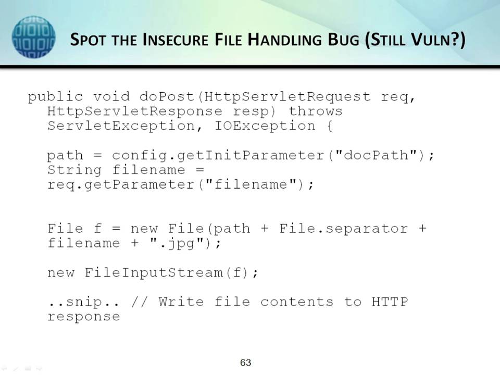Poison null byte? Yeah, so using a poison null byte. With the java.io.File class, basically, if you pass in a null byte, anything after that it'll ignore. So if you passed in /etc/passwd and then a null byte, the .jpg would be dropped, and you would still get the password file coming back to the client.